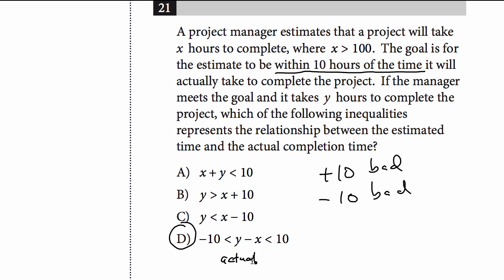Remember, Y is the actual time that it takes minus the expected. And that describes what we talked about. We want to be less than 10 hours, but we also want to be greater than negative 10 hours, or being under 10 hours. So this is your best answer, and that's honestly the best way to think about it. I wouldn't even plug in numbers for an example like this.